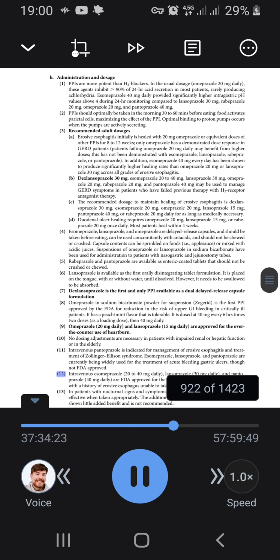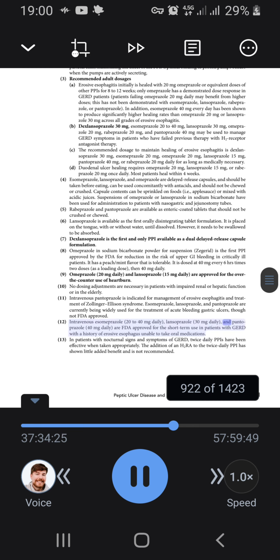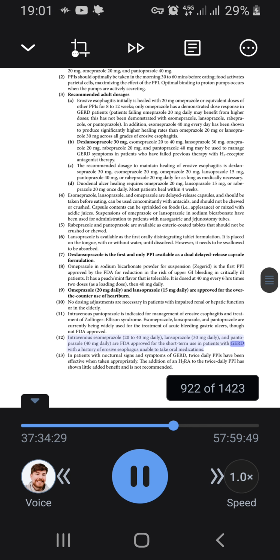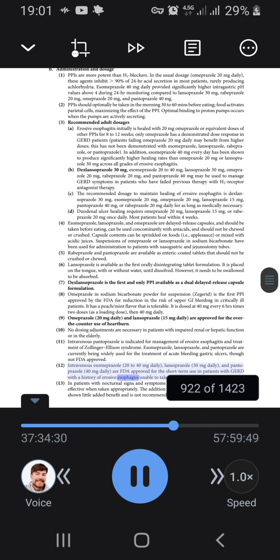12. Intravenous esomeprazole 20 to 40 mg daily, lansoprazole 30 mg daily, and pantoprazole 40 mg daily are FDA approved for the short-term use in patients with GERD with a history of erosive esophagitis, unable to take oral medications. 13. In patients with nocturnal signs and symptoms of GERD, twice-daily PPIs have been effective when taken appropriately. The addition of an H2RA to the twice-daily PPI has shown little added benefit and is not recommended.